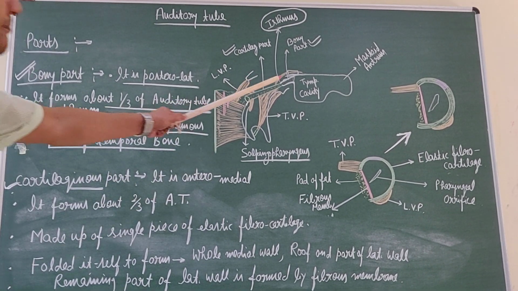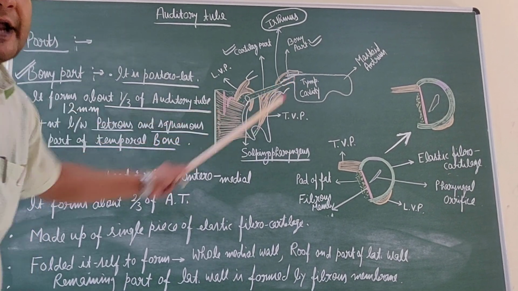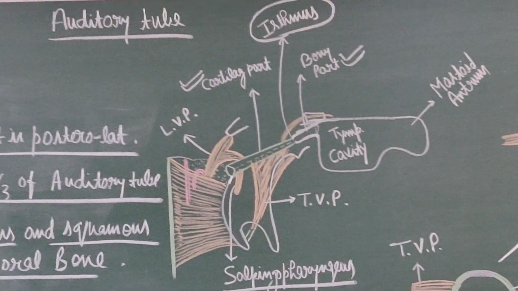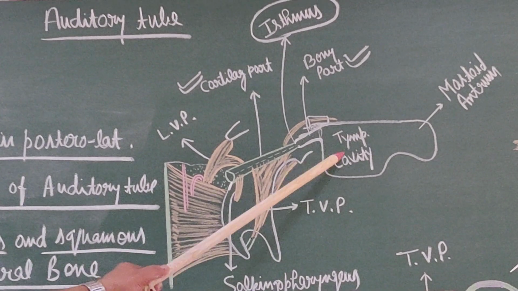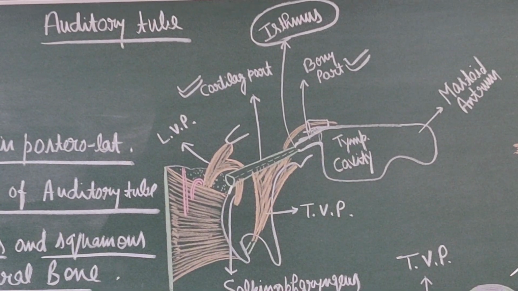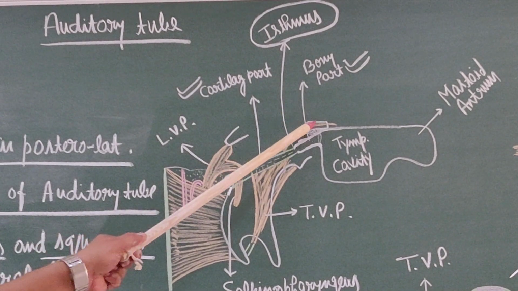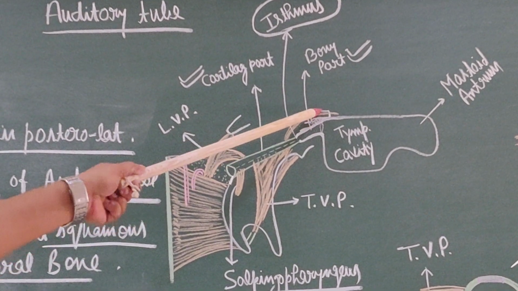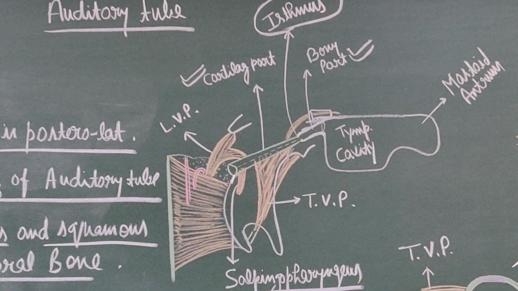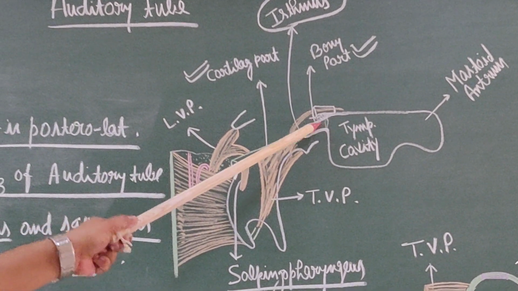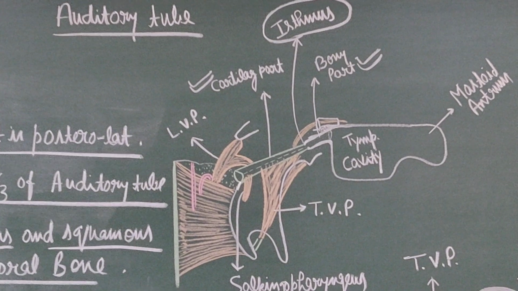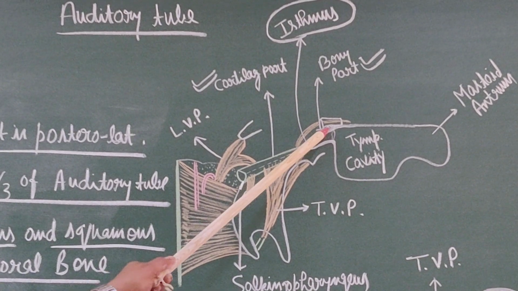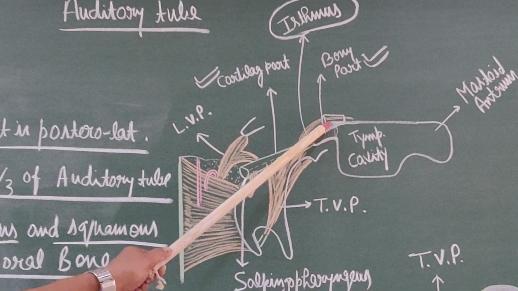This bony part begins from the tympanic cavity or middle ear cavity. If you remember, the anterior wall of the middle ear cavity, in the upper part, there are two openings in the anterior wall. The upper opening is for the tensor tympani muscle, while the lower opening is the opening of the auditory tube, and both are separated by a hook-like bony process, that is the processus trochleariformis. Remember, the middle ear cavity.